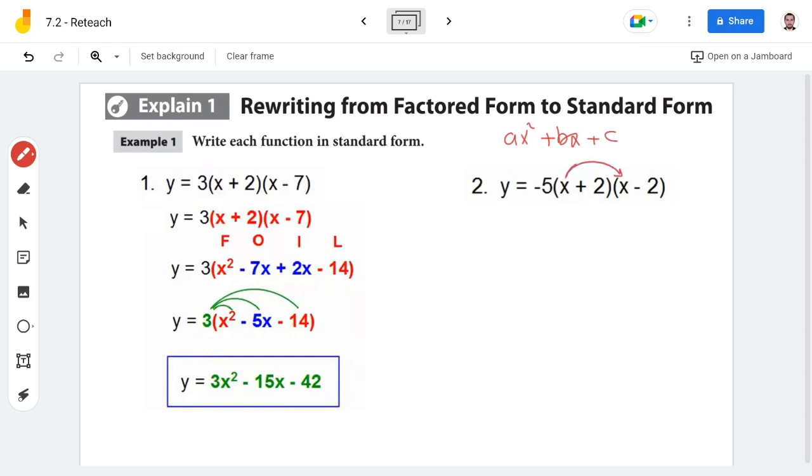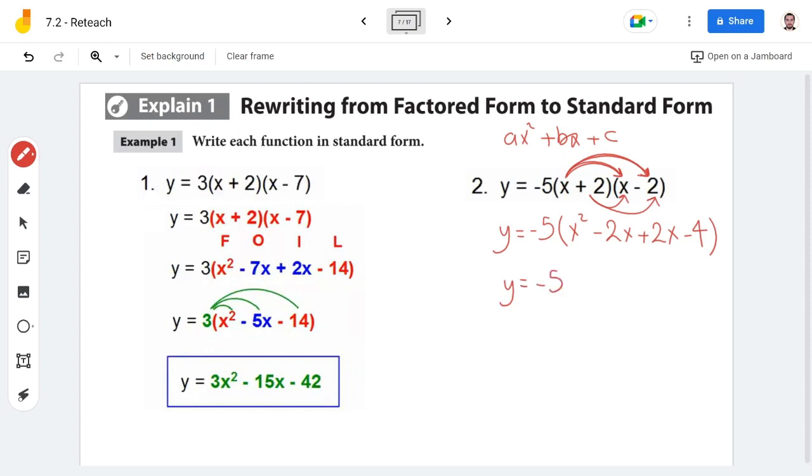Okay, so x times x, x times negative 2. Now y equals. First of all, the number here, just ignore it. Don't think it's not there, keep it and write it down. Now, open a big bracket. So x times x is equal to x squared. x times negative 2 is negative 2x. 2 times x is 2x. 2 times negative 2 is negative 4. Now simplify. If you have like terms, add them. If you don't have like terms, just keep it.